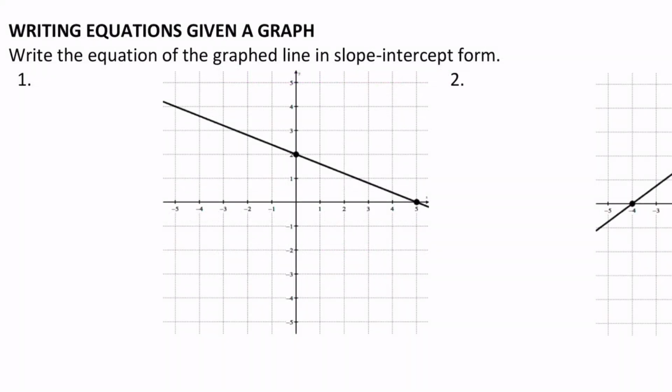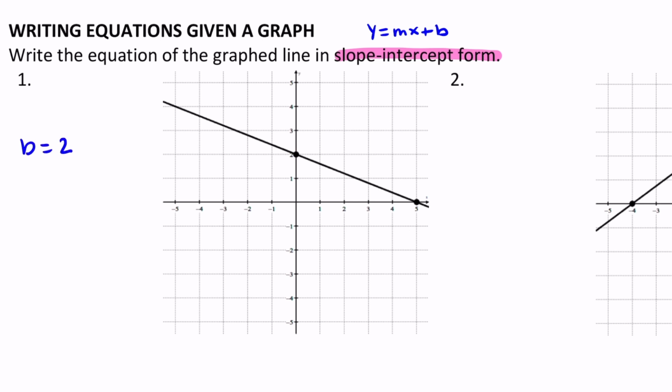Writing equations given a graph. Number 1. Write the equation of the graphed line in slope-intercept form. Now remember, slope-intercept form is y equals mx plus b. The first thing I need to do is figure out our y-intercept. The y-intercept is where the line crosses the y-axis. It crosses at (0, 2). So therefore, b is 2.